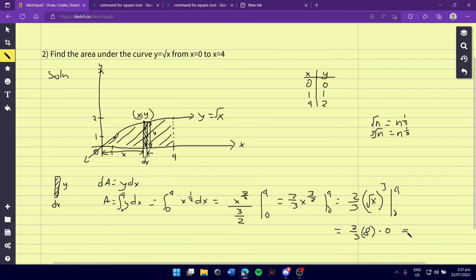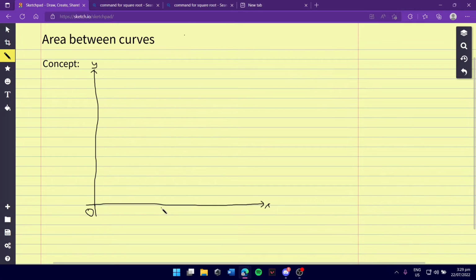So now, your final answer, if we multiply this, we'll get 16 over 3. And then labeled as square units. So this is now your final answer for this example. This is now our new subtopic, which is called solving area between curves.